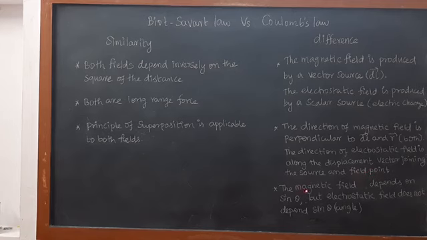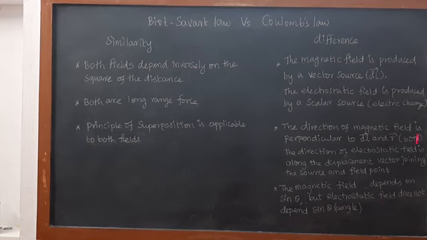And the third point, the magnetic field depends upon sine theta. What is theta here? It is the angle between dl and r vector. So the magnetic field depends on the sine theta value. So we have a trigonometry value sine theta, but the electrostatic field does not depend on sine theta. There is no sine theta term in Coulomb's law. Only we will have q1 q2 divided by r square. It depends only upon the charges and the distance between the charges, right? So there is no sine theta term in the electrostatic field.